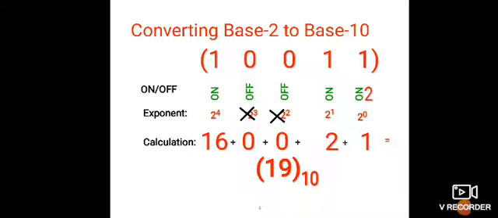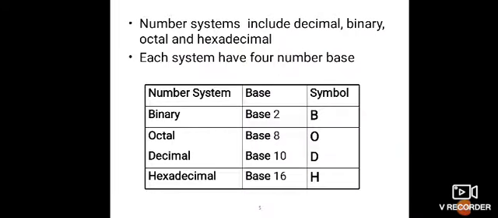Summing them up, we get the calculation as 16 plus 0 plus 0 plus 2 plus 1, that is, the conversion is 19, and it will be put in parentheses, and outside the parentheses we will put the base of the number system, that is 10. So the conversion of 10011 into the decimal number system is 19.